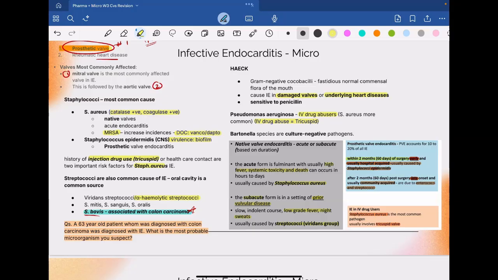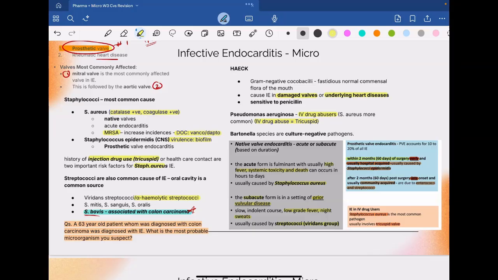For Bartonella, they're culture-negative pathogens, so they don't show on culture. You culture the patient, they don't show, so just think of Bartonella. Let's say a patient comes in to the hospital and you're suspecting it's infective endocarditis. Clinically, they show signs, but when you culture the patient's blood, there is nothing, basically. So it's most likely Bartonella.